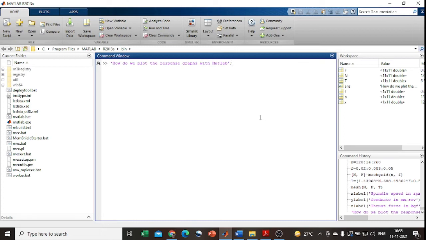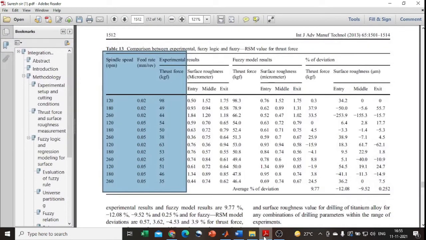Good day to all. Today we will discuss how to plot response graphs, or three-dimensional graphs, with the Matlab software. For understanding purposes, I will use my journal paper. Generally, three-dimensional graphs require x-axis data, y-axis data, and similarly z-axis data. So, a three-dimensional plot always requires three sets of data.